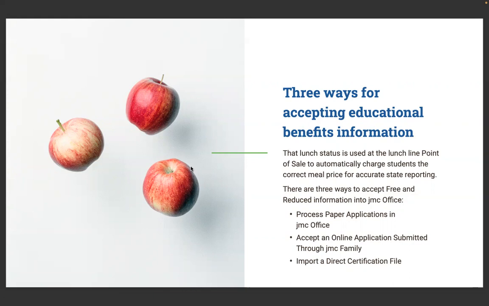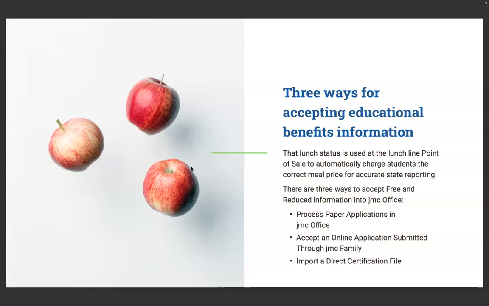The second, and probably the second easiest way, the preferred way, would be accepting an online application submitted through JMC Family. And this would be part of the back to school registration process. So if your school is not utilizing back to school registration or hasn't done back to school registration, first off, I would highly encourage you to look into it. Second off, if you only wanted to use it for this function, you could absolutely do that. And I'm going to show you how to do that in this section as well.